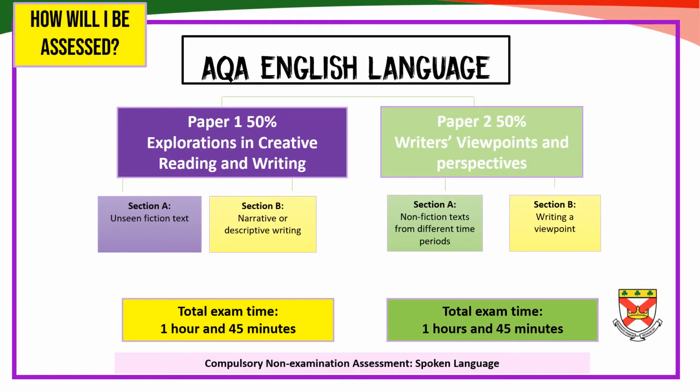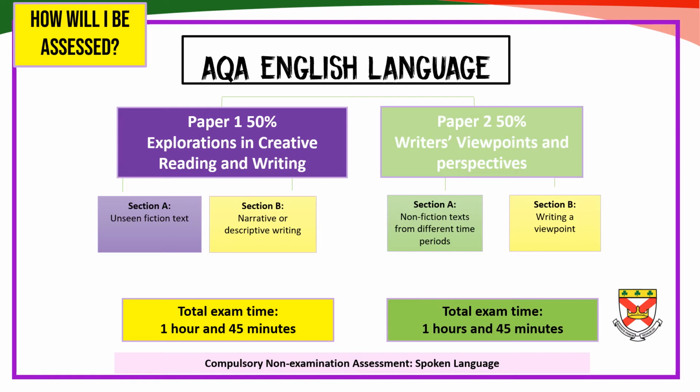GCSE English Language is a linear course. At the end of the course, you will be expected to sit 2 examinations. Everyone on the course sits the same exams. For GCSE English Language, there are 3 units. Paper 1, worth 50% of the marks, Explorations in Creative Reading and Writing.